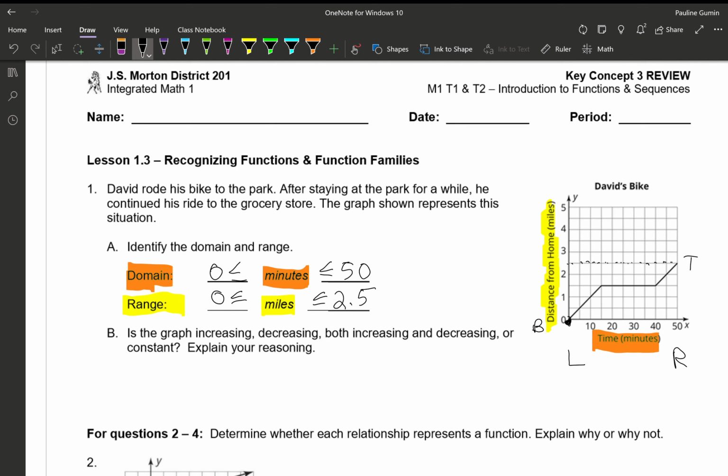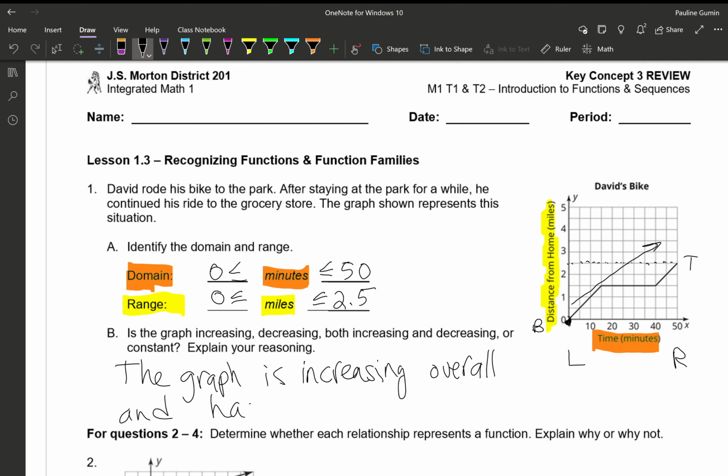Now next, we are asked if the graph is increasing, decreasing, both, or constant. Well, I would say here that my graph is increasing because it is going up, and it has a constant interval. So I'll say the graph is increasing overall and has a constant interval. And I know it's increasing. I always go left to right. You trace your finger on your graph and you're seeing if it's going up or down.